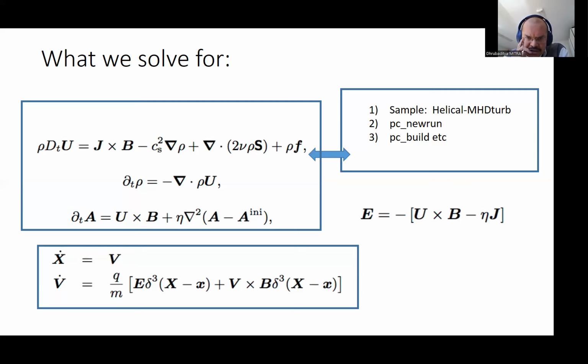So for what you want the flow to be, you should use some sample. And the sample that I often start with is called helical MHD turb. So do a pc_newrun and then pc_build, etc., to make sure that the sample works. Okay, so everyone is happy that I'm not going to talk about that.